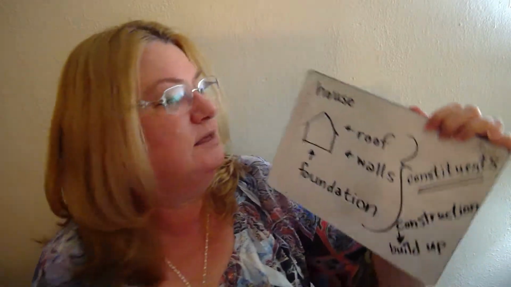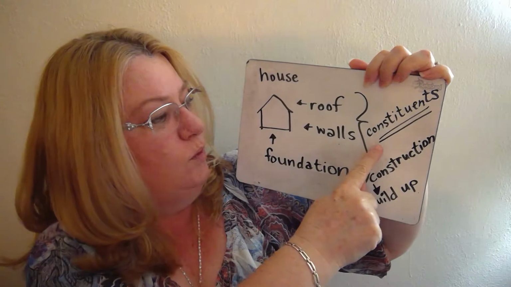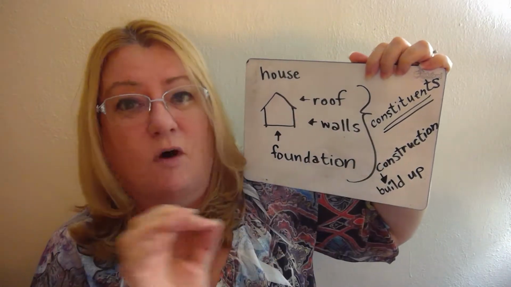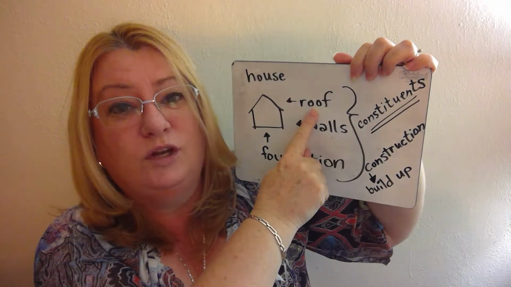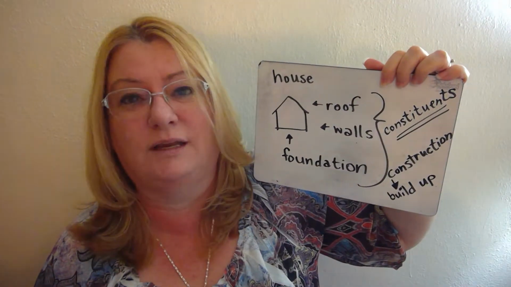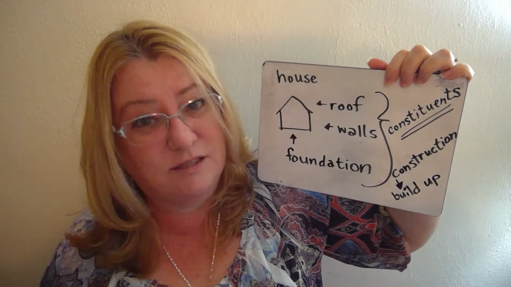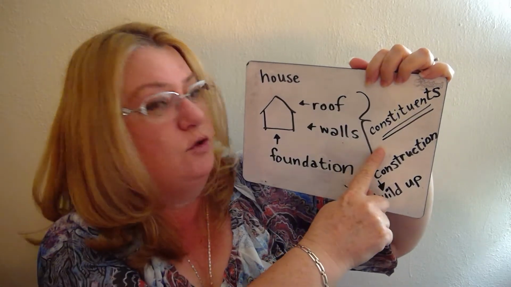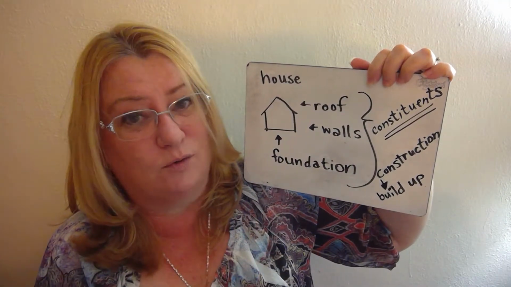Now, let's look at this idea. If there is a house that is going to be built, you want to use all those constituents, all those pieces. You want a foundation, you need walls, you need a roof. And of course, you're going to need doors and windows and rooms and everything to build a house. So you need those constituent pieces to help build the house.